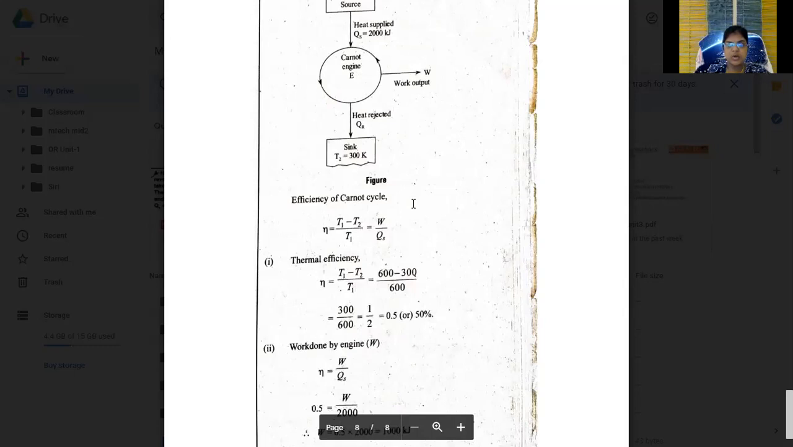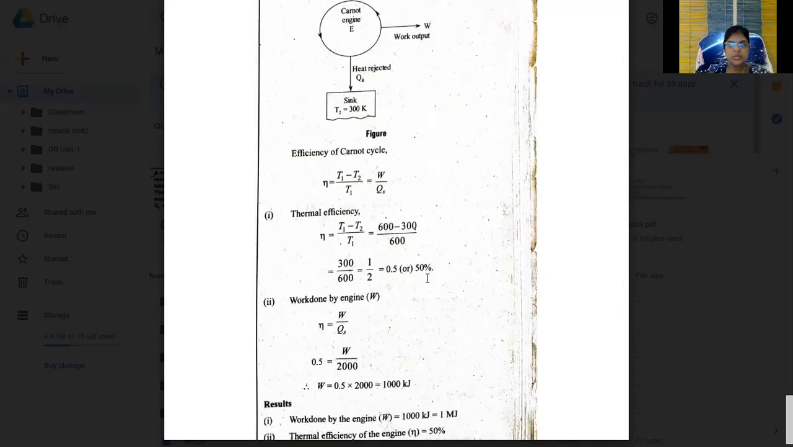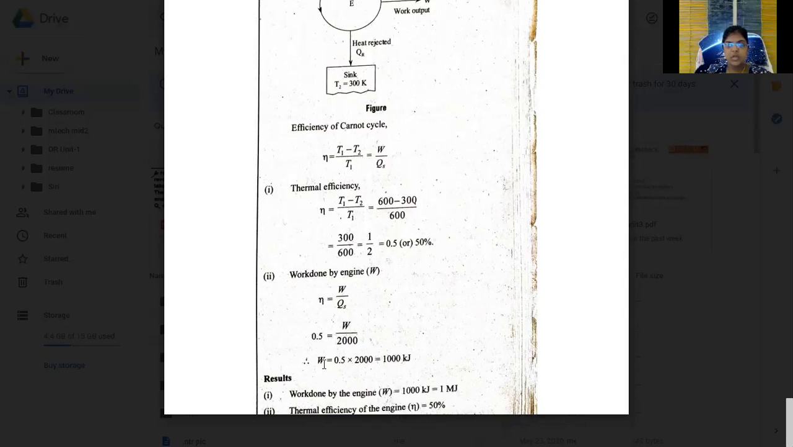So with the temperatures, efficiency is T1 minus T2 by T1, and we got 50%. Work done: efficiency is equal to work done by heat supplied. Already we know the efficiency is 0.5, equal to work done by the heat supplied, which is given in the above data. So finally we got W is equal to 0.5 into 2000, that is 1000 kilojoule. So the work done by the engine is 1000 kilojoule, that is nothing but 1 megajoule, and the thermal efficiency of the engine is 50%.